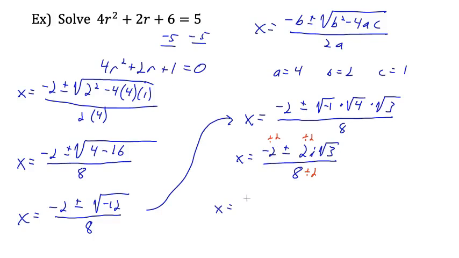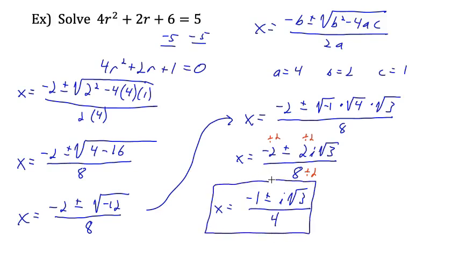Negative 2 divided by 2 is negative 1. And then 2 divided by 2 is 1, so that leaves us with i times the square root of 3. And 8 divided by 2 equals 4. So we were able to simplify. We still have a denominator, but now we are all set.